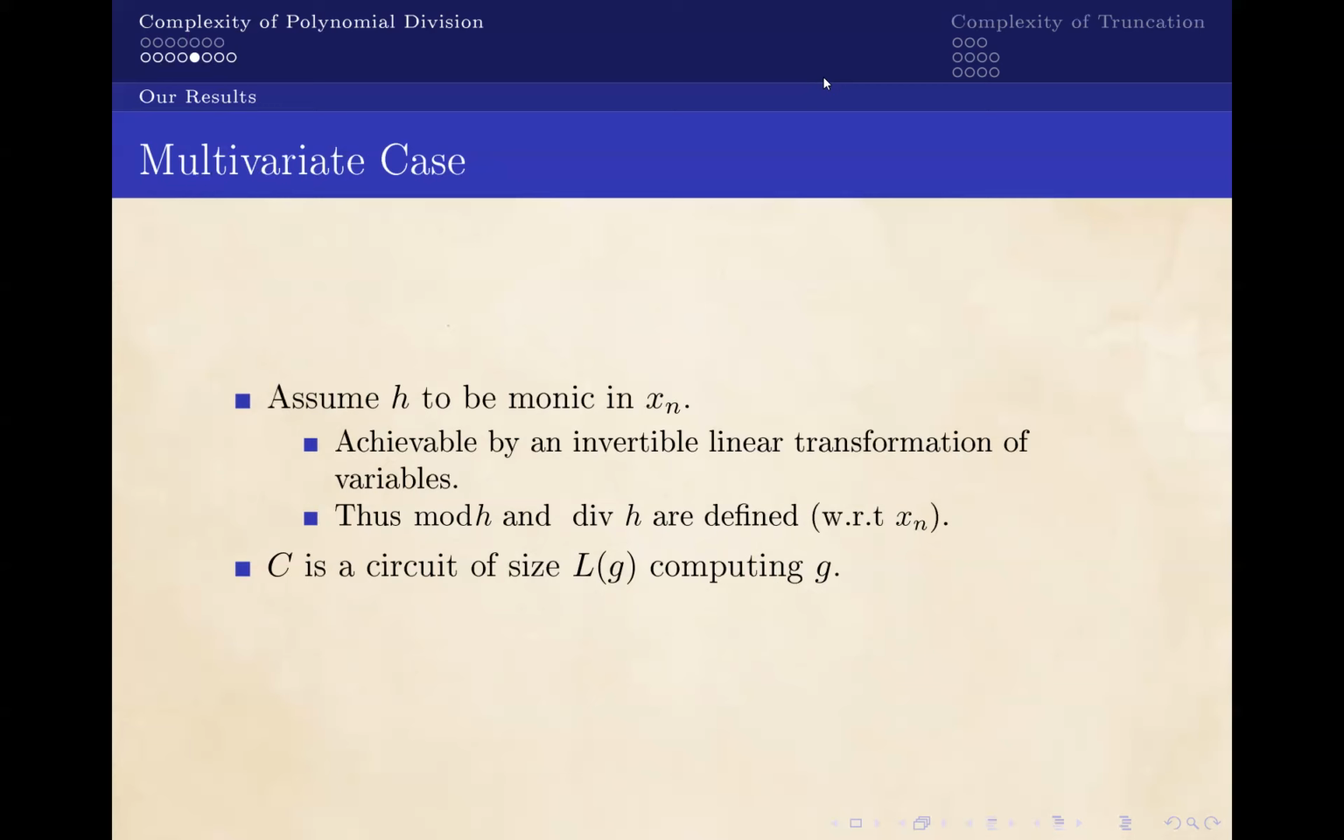But this somehow you can always assume by using some invertible linear transformation of the variable. So from now on, I just assume S to be monic in Xn, right? So again, we have a circuit C of size L which computes G. Now I want to transform this circuit to a circuit which computes polynomial G over H, right?